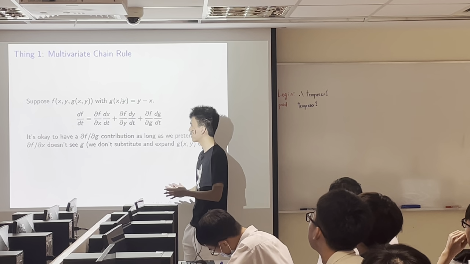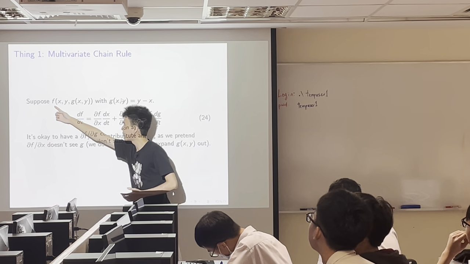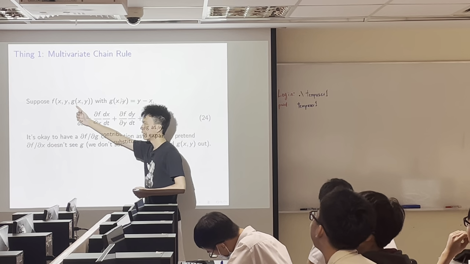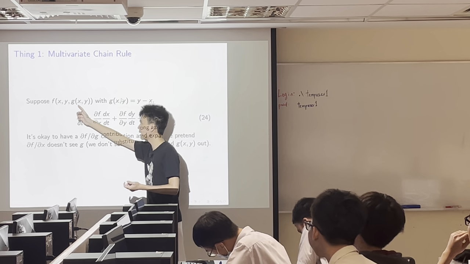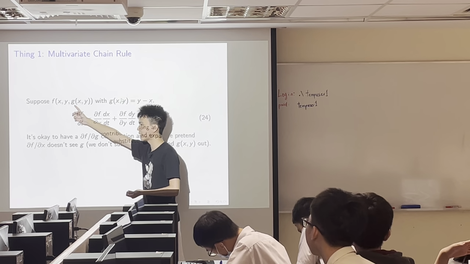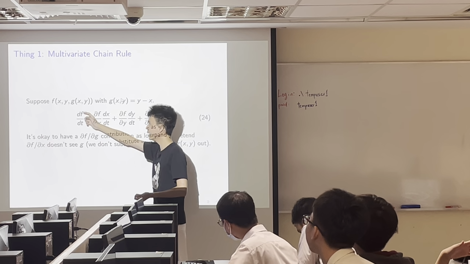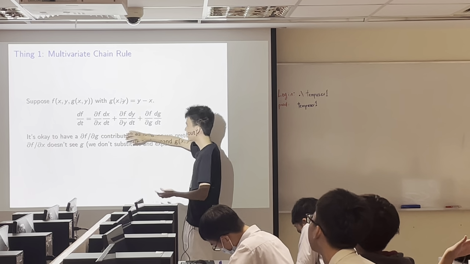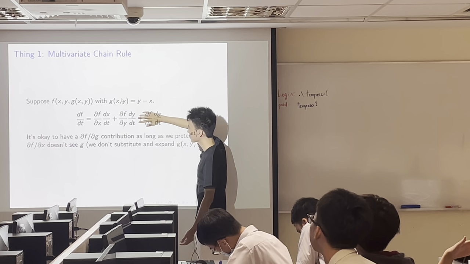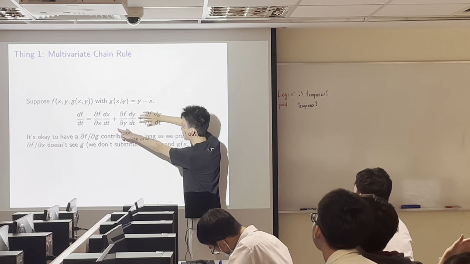Okay, so I'll repeat what I just said. Function depends on x, y, and g. G itself depends on x and y. If you expand out g in terms of x and y, then your function depends on x and y only. And when you take the multivariate chain rule, you must cover this term. It's only two terms over here, one for x, one for y.